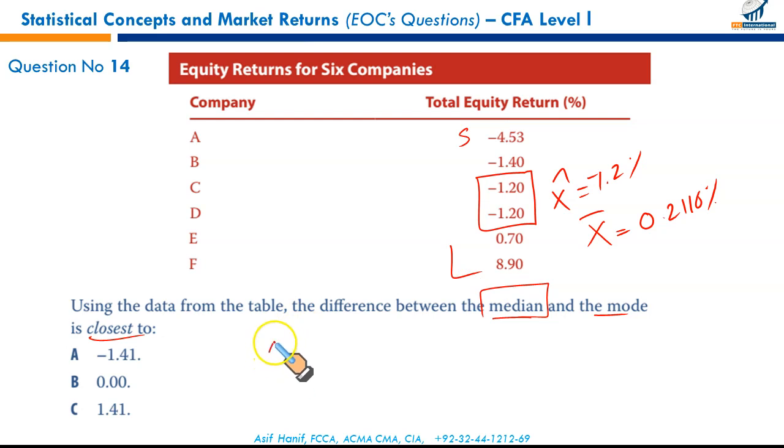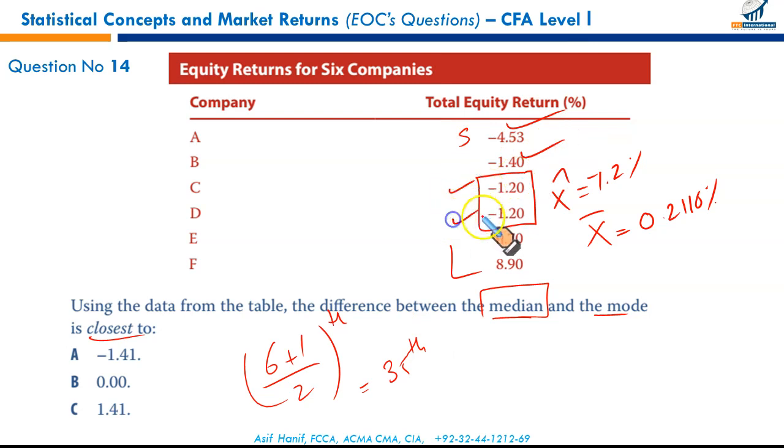Since there are 6 observations, it's going to be 6 plus 1 upon 2. That is the 3.5th value, that is, the 3rd and 4th values combined. Interestingly, your 3rd and 4th values are both negative 1.2. So this is your median.